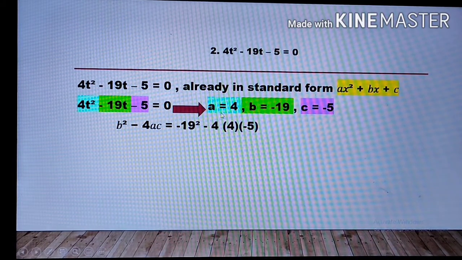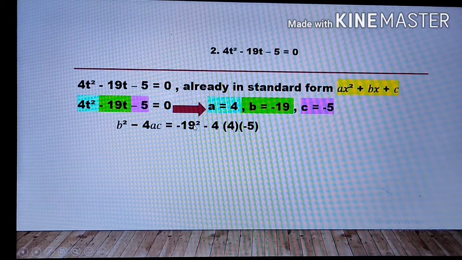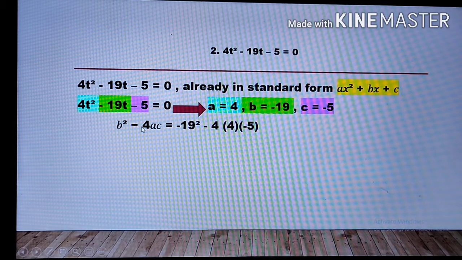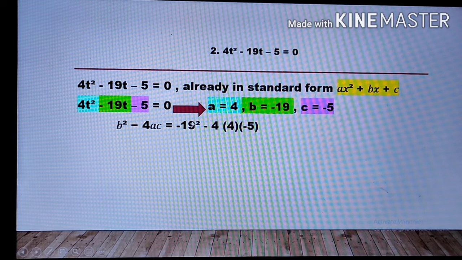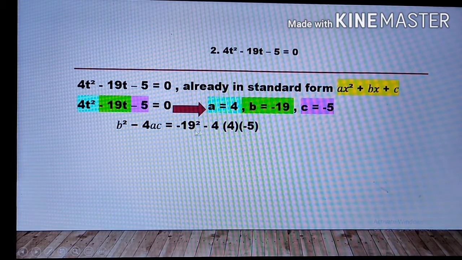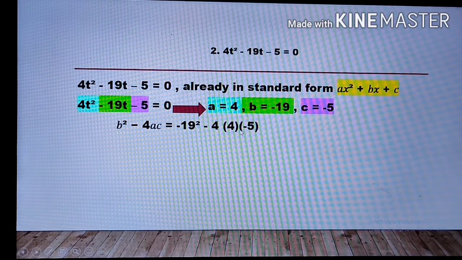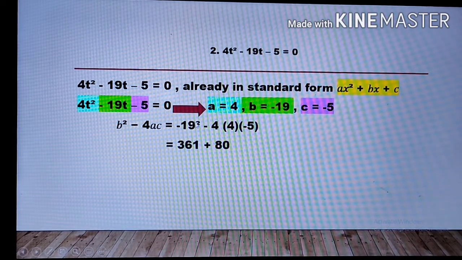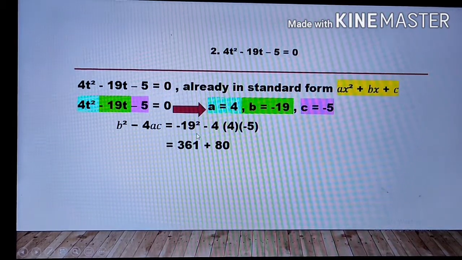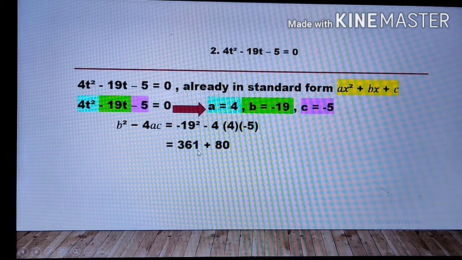So, our B is negative 19 squared minus, copy lang 4 kasi constant 4. A is 4, times C is negative 5. So, negative 19 squared, negative 19 times negative 19 is positive 361.